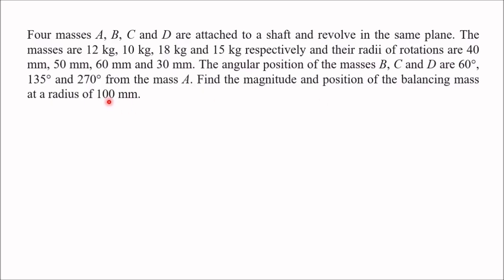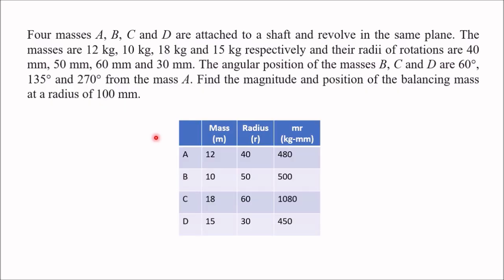So this small b is given as 100 mm. So we have to determine capital B, that is the rotating balancing mass. First we will prepare a table like this. There are 4 masses A, B, C and D. Their masses in kg are 12, 10, 18 and 15.